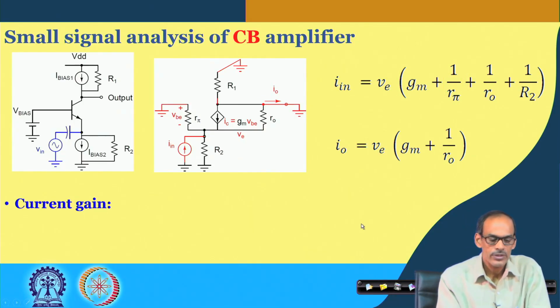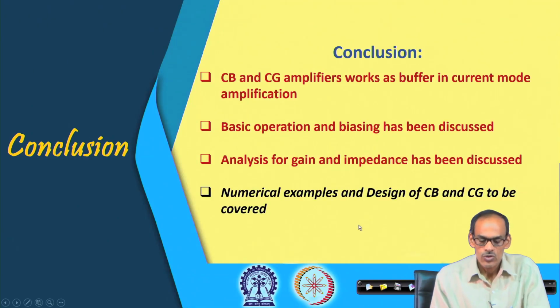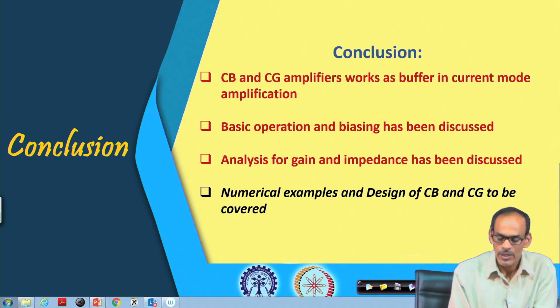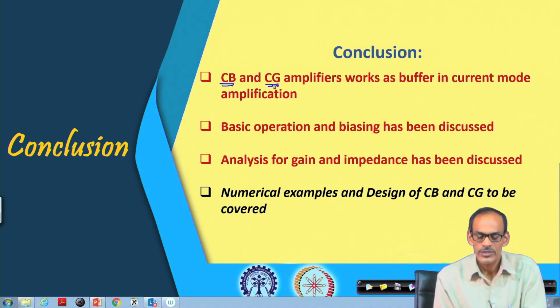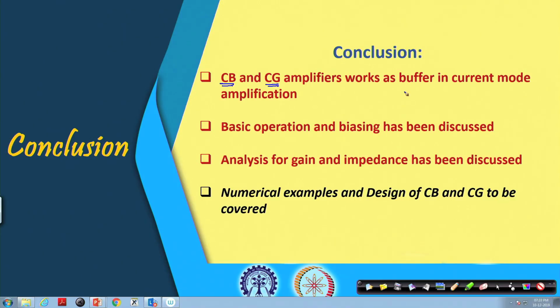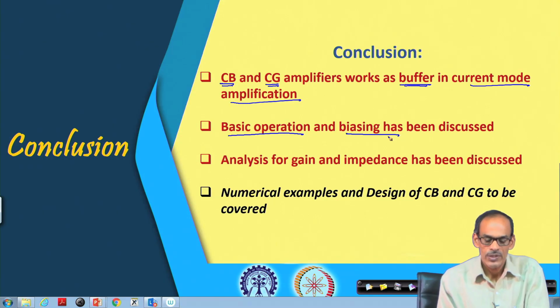I think most of the things we have covered. So, what are the things we have covered today? We have discussed the common base and common gate amplifiers or configurations. It works as a buffer, particularly for current mode amplification. What we have covered today is the basic operation of these two configurations, and we also have discussed a little bit about the different biasing schemes.